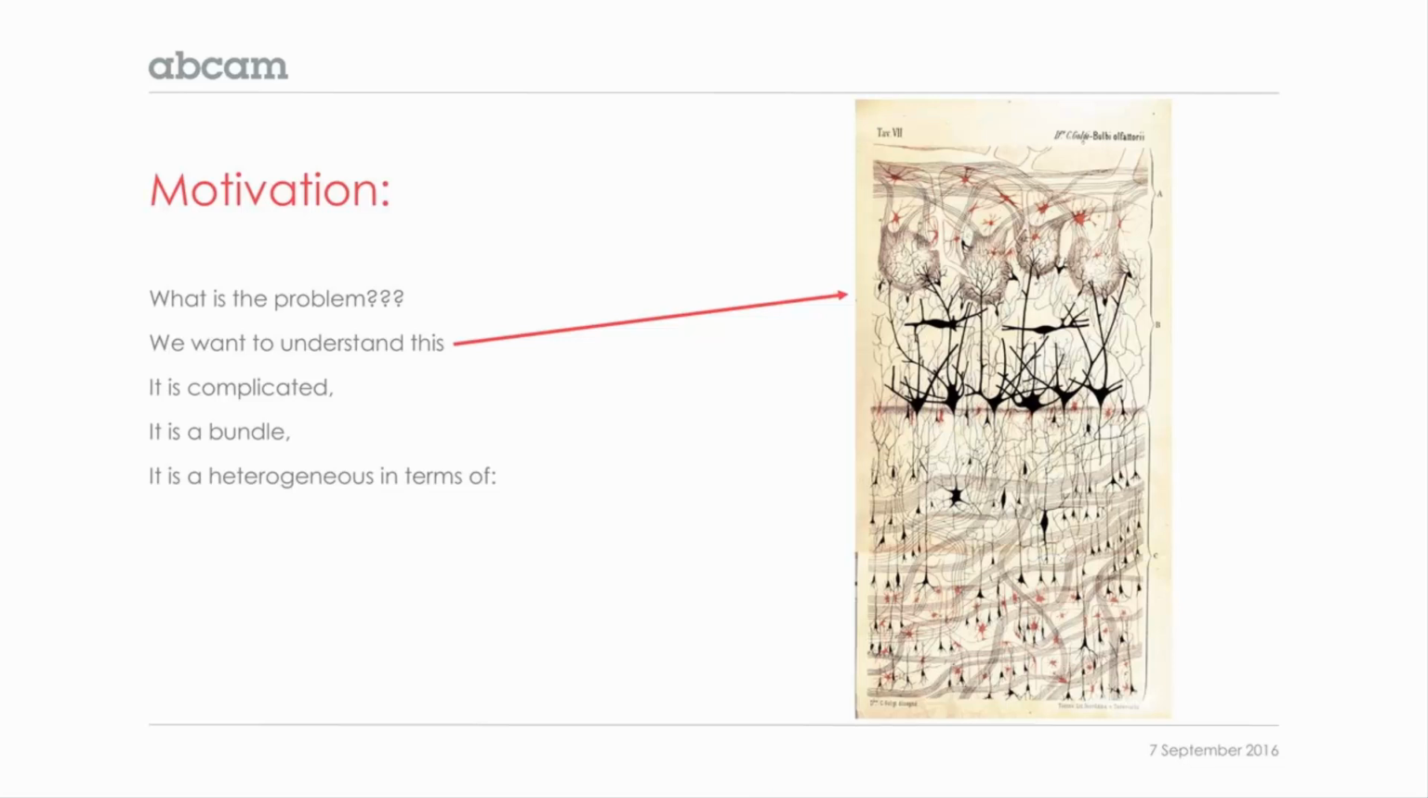This tissue is very heterogeneous, and it's heterogeneous in many terms. It's heterogeneous, for example, in the morphology, in the size of the cells, in the activity, in the connectivity, in many aspects. And this is just one example of a very complicated tissue that we want to study.